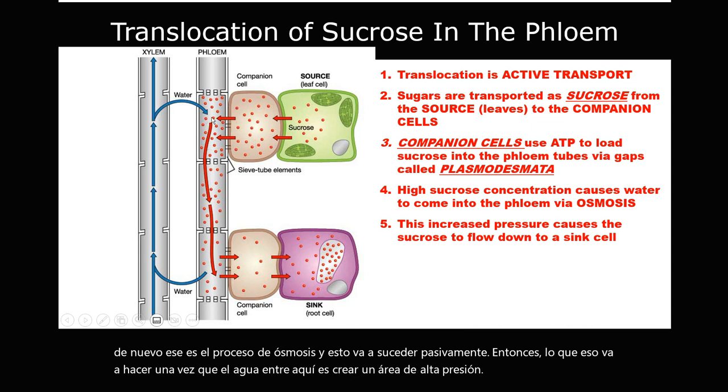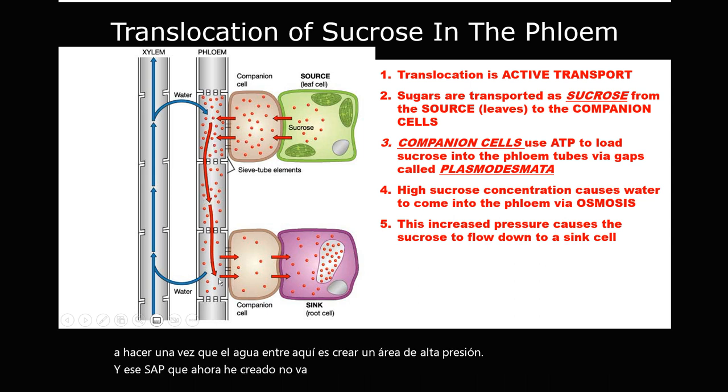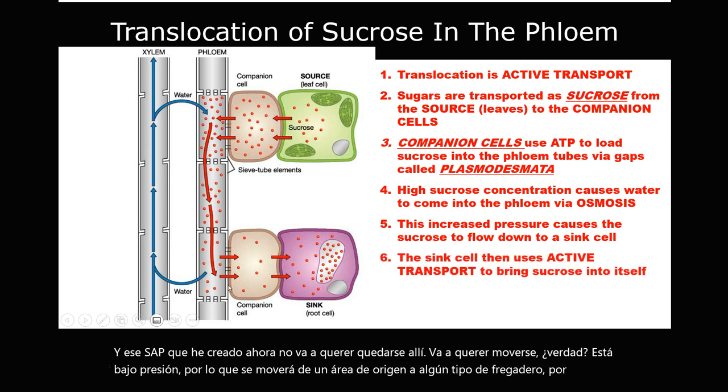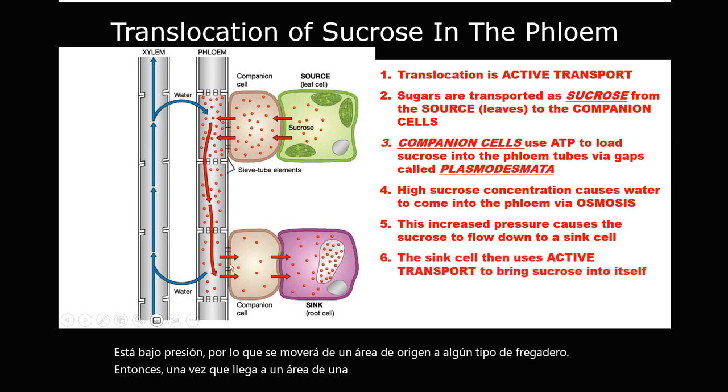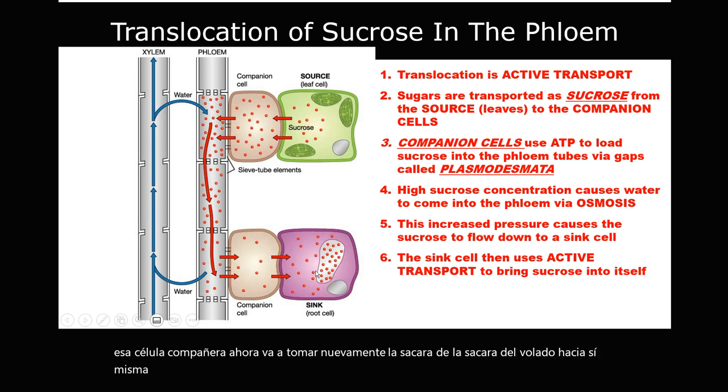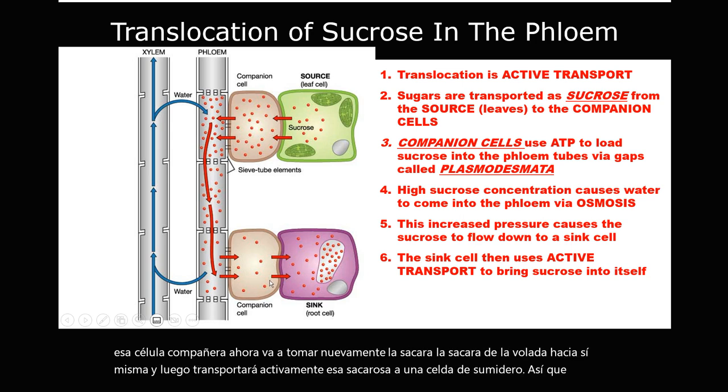And that sap that I've now created is not going to want to stay there. It's going to want to move, right? It's under pressure, so it will move from a source area to some kind of sink. So once it reaches an area of a sink cell where there's a companion cell, that companion cell is now going to, again, take the sucrose out of the phloem into itself, and then actively transport that sucrose into a sink cell. So that's the destination, either in the roots or the shoots.